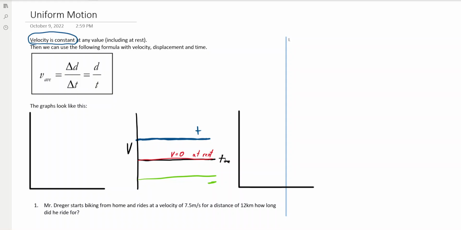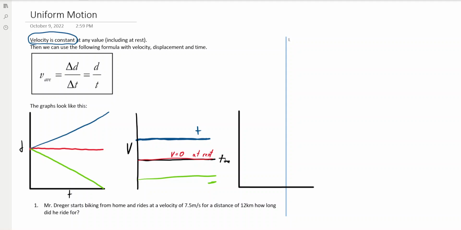Let's compare those into our displacement versus time graph and what that would look like. We're going to start off right in the middle. If we are at rest, that means our displacement is also not changing because we have a 0 velocity. If we have a positive velocity, then we would have an increasing displacement, but that would be a straight line. And if we have a negative velocity, then it goes down, also a straight line, but in the downwards direction.